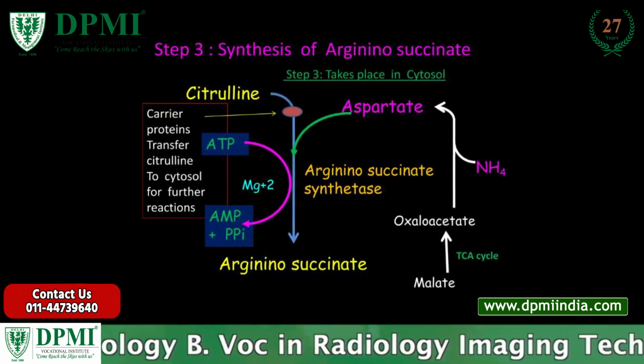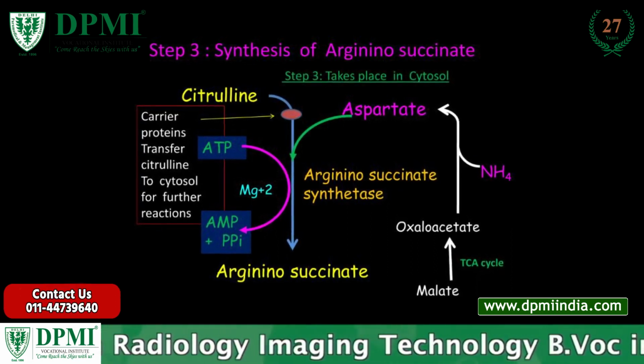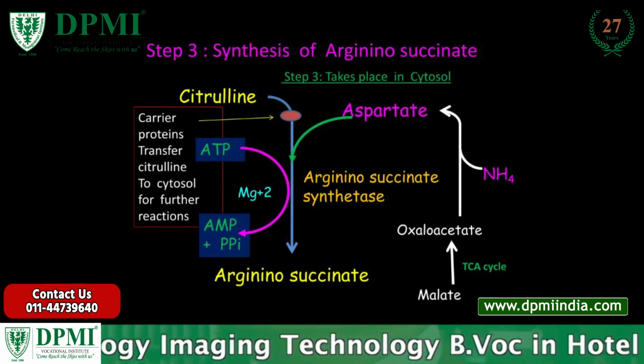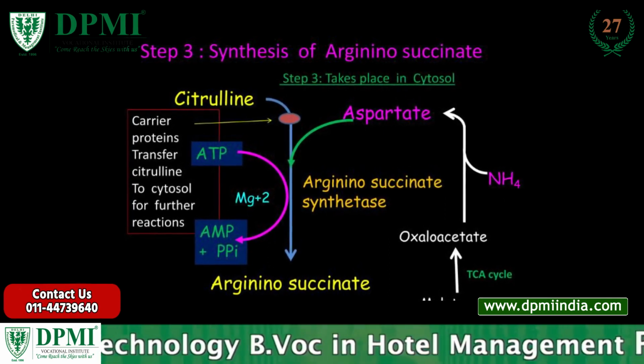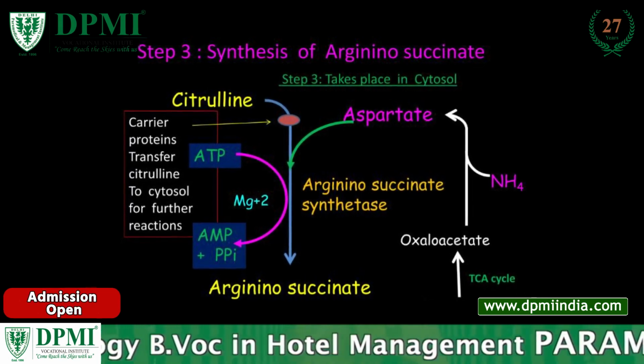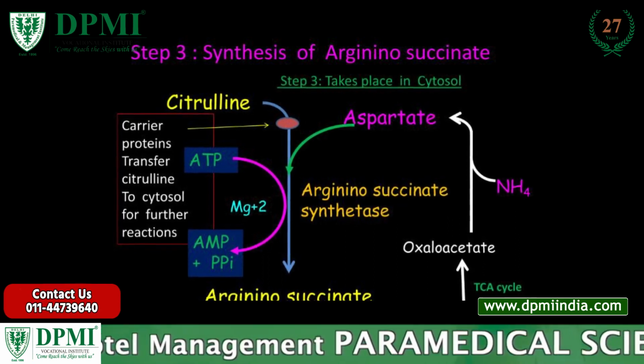Citrulline is transported out of the mitochondria into the cytoplasm, where it reacts with aspartate to form argininosuccinate. With the help of argininosuccinate synthase, argininosuccinate is subsequently cleaved into fumarate and arginine by argininosuccinate lyase.